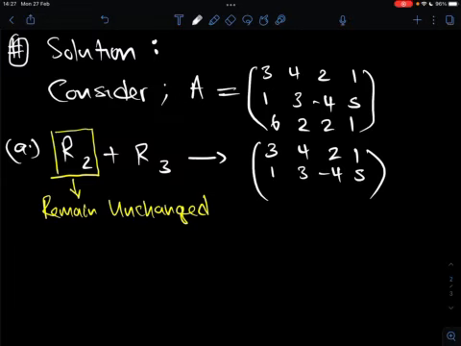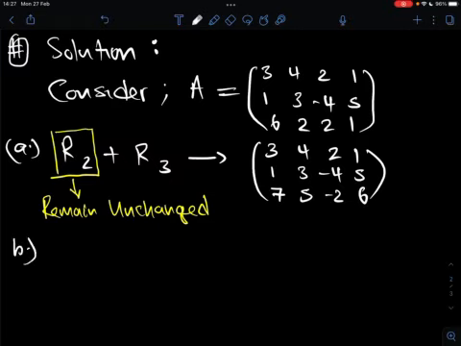First I'll add 6 and 1, which will give me 7. Then I'll add 3 to 2, which will give us 5. Then I'll add negative 4 to 2, which will give us negative 2. Then I'll add 5 to 1, which will give us 6. So this is the result of this row operation.